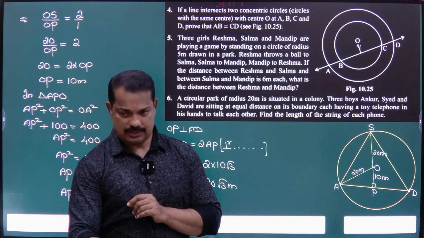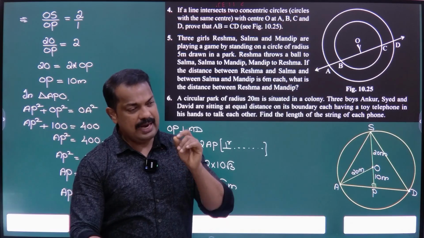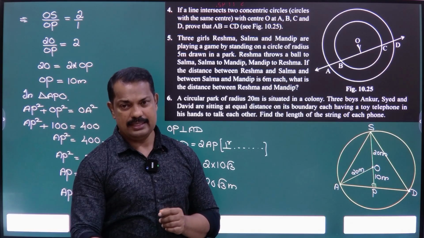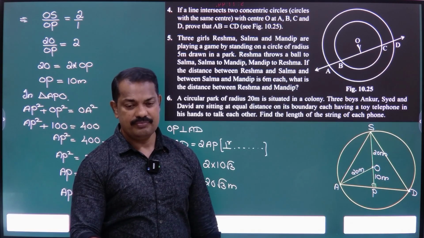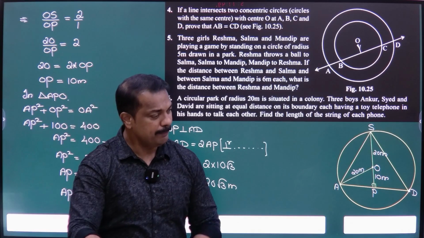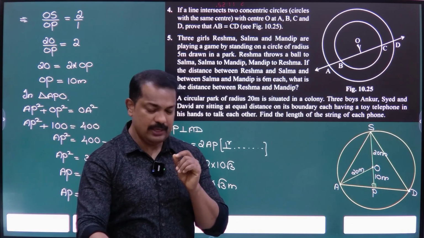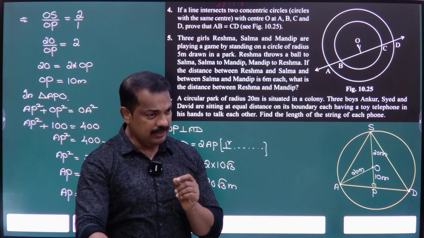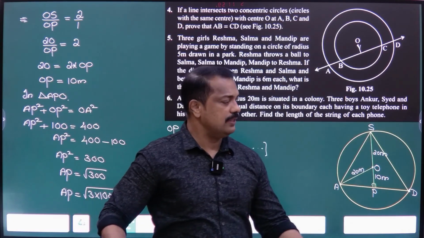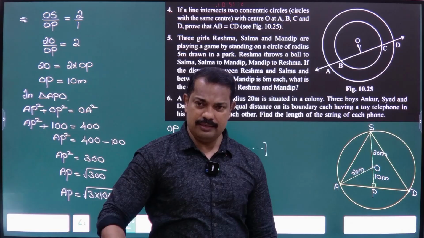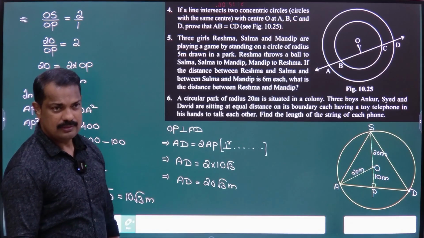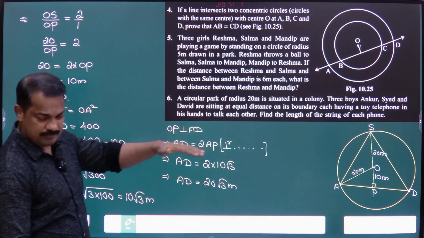R root 3. If the side of the equilateral triangle is 50 root 3, what is the radius of the circle? 50 meter. Remove root 3 from it. Clear? 50 meter. If the side of the equilateral triangle is 10 root 3, what is the radius? 10. Clear? If it is in an MCQ, you can write the direct answer. Clear? And how to solve this question, clear? Any doubt?